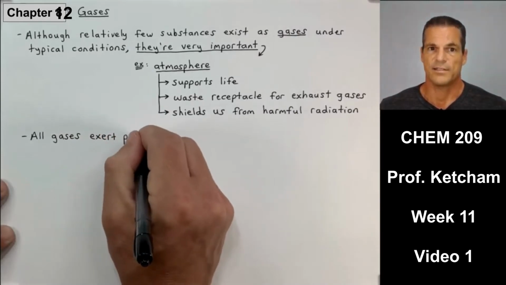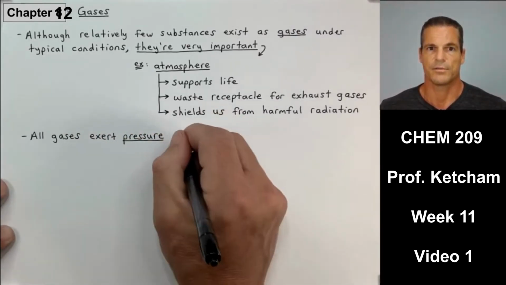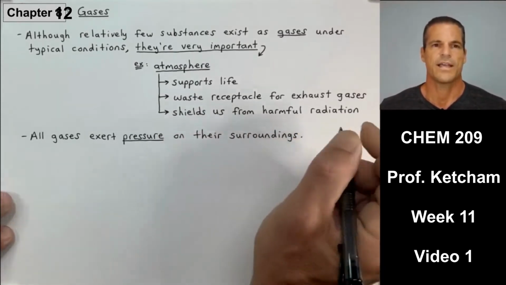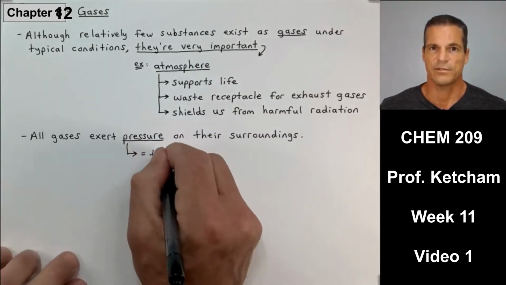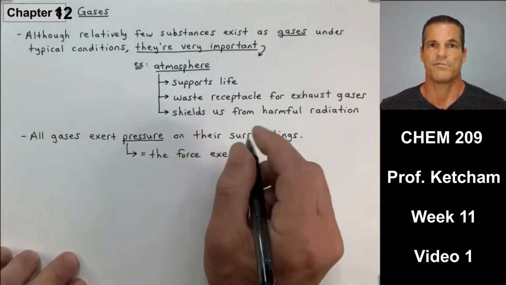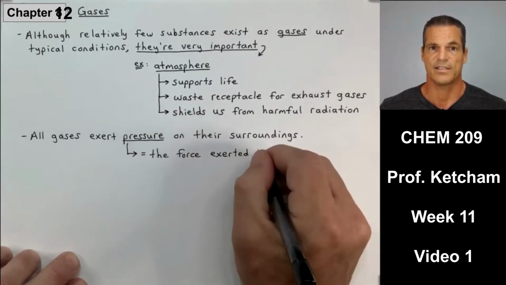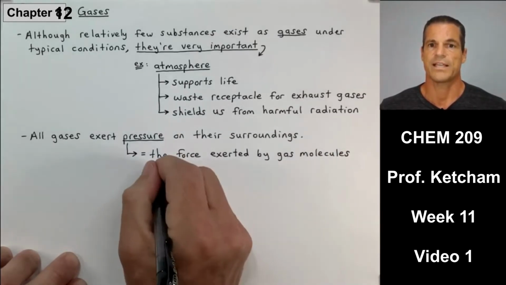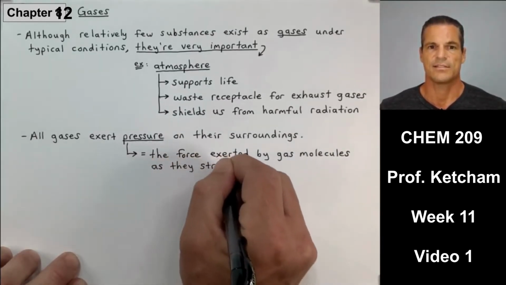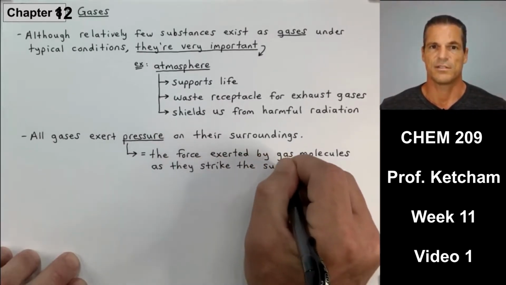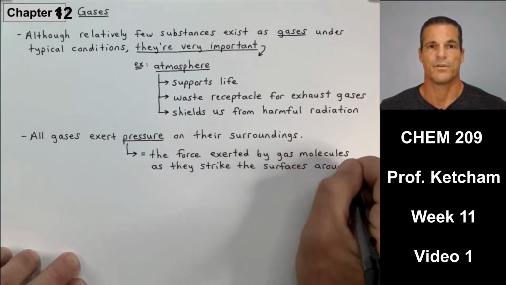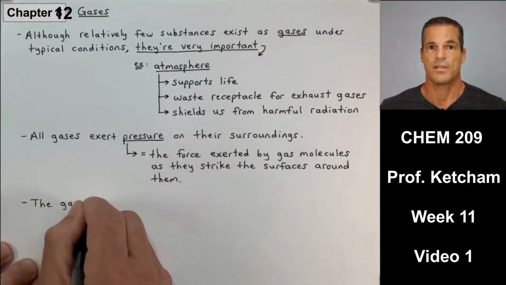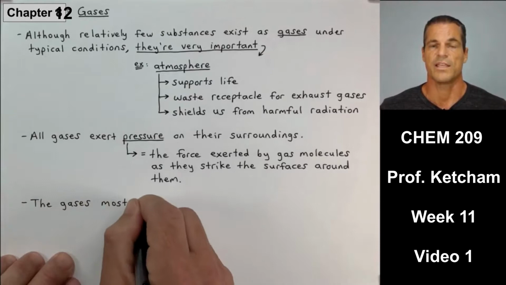So all gases exert pressure, and we'll define pressure in just a second. Pressure in terms of gases. All gases exert pressure on their surroundings. Now the definition of pressure as it relates to gases in chemistry is the force exerted by gas molecules as they strike the surfaces around them.